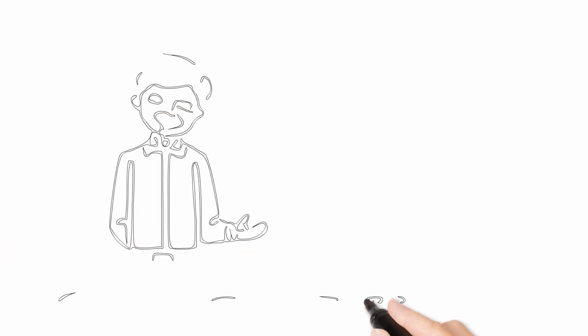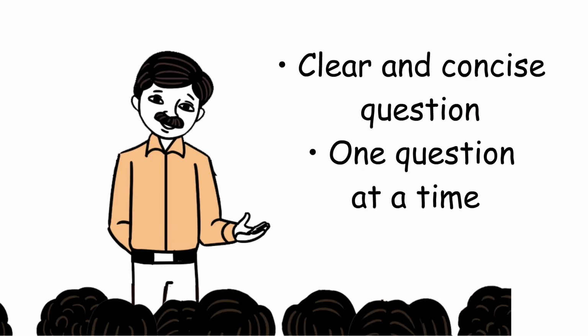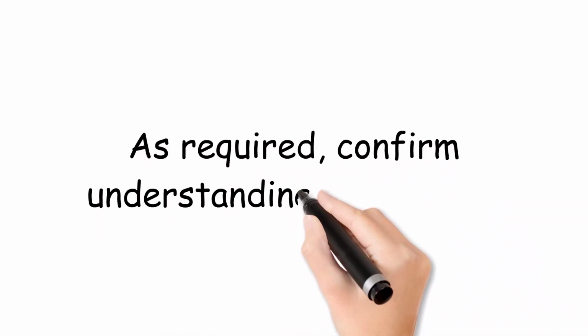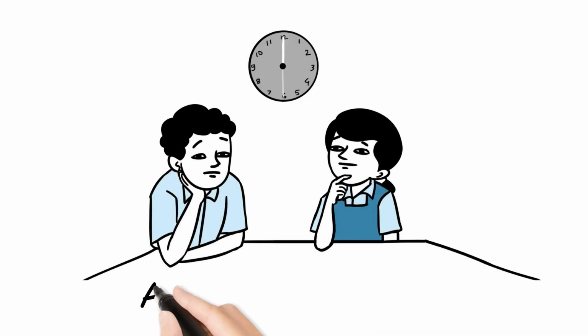Your open-ended question should be clear and concise. It is better to ask one open-ended question at a time. If the question is complex, it is advisable to confirm that all the children have understood the question. You can do this by asking a few children to restate the question in their own words. Provide adequate time for children to think over the question.